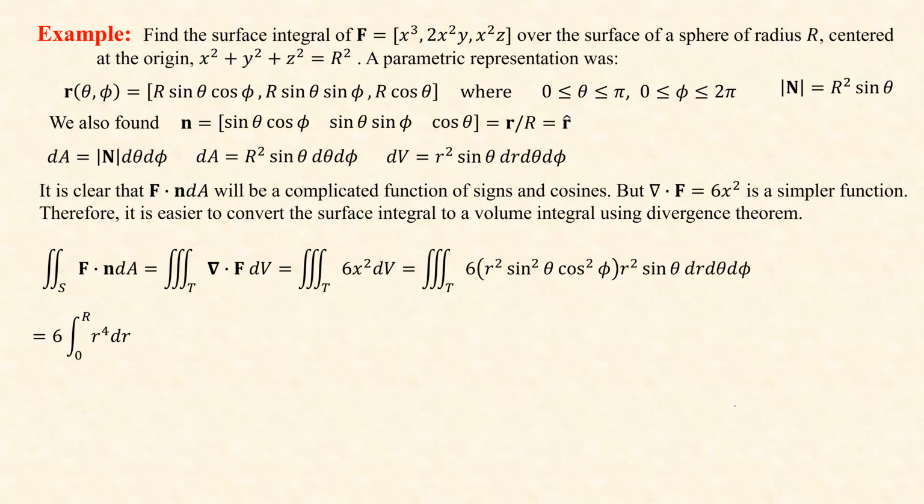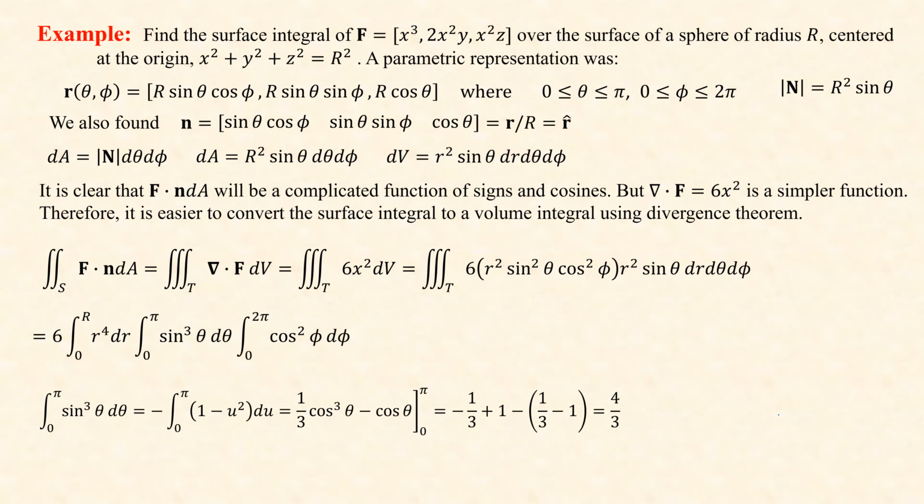So this becomes 6 times the integral from 0 to R of r to the 4th, times the integral of sine cubed theta d theta from 0 to pi, and the integral of cosine squared of phi d phi from 0 to 2 pi. And we can calculate each one of these. This is the integral of sine cubed. We separate sine squared and turn it into 1 minus cosine squared. And if cosine of theta is u, sine theta d theta becomes negative du. So that's why there's a negative sign in here. And so it becomes this integral, and then you evaluate it, it becomes 4/3.